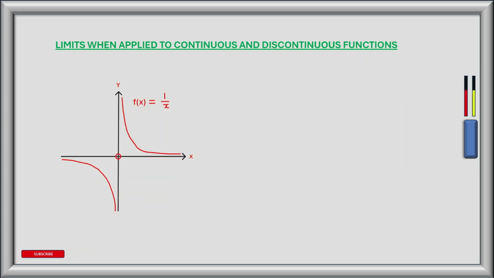Now let's take a look at this function, f of x is equal to 1 divided by x, and test its continuity at x equals 0. So looking at the left limit, we see that as x approaches 0 from the left, the function approaches negative infinity. And as x approaches 0 from the right-hand side, we see that the limit approaches positive infinity.